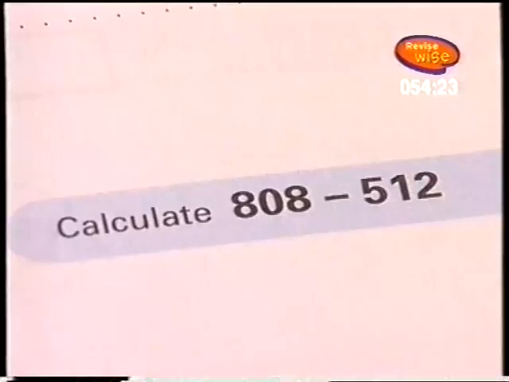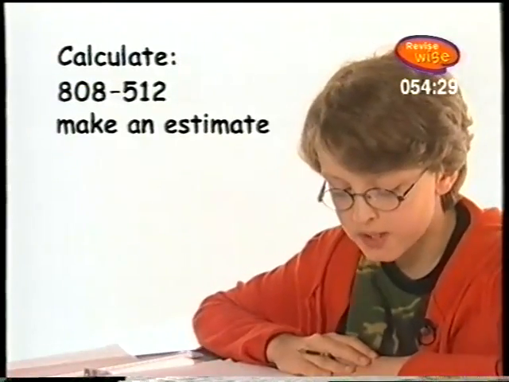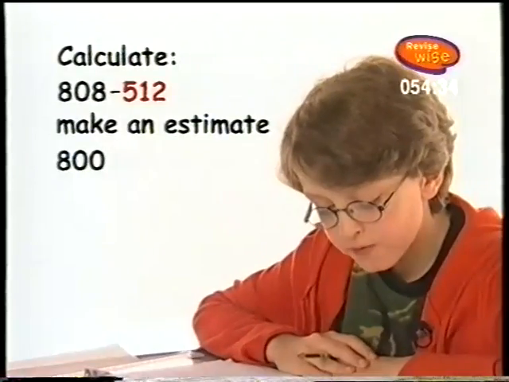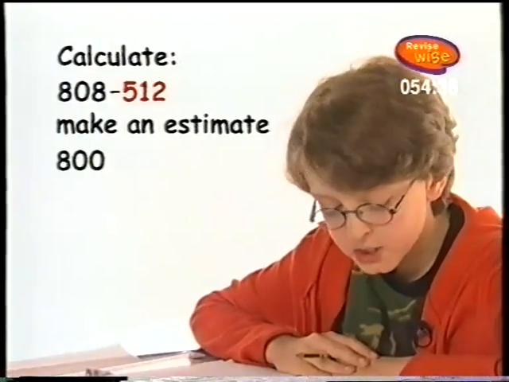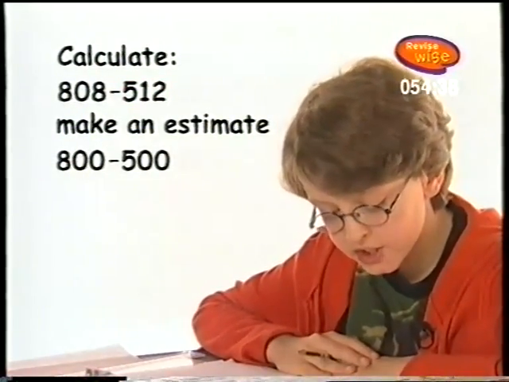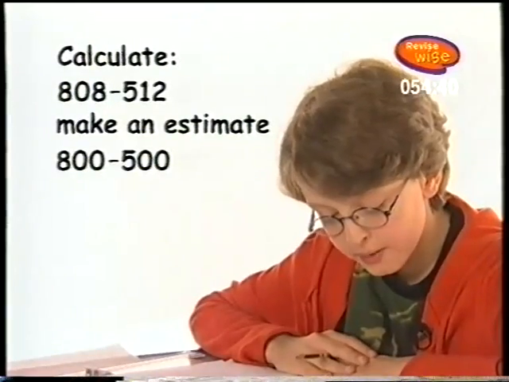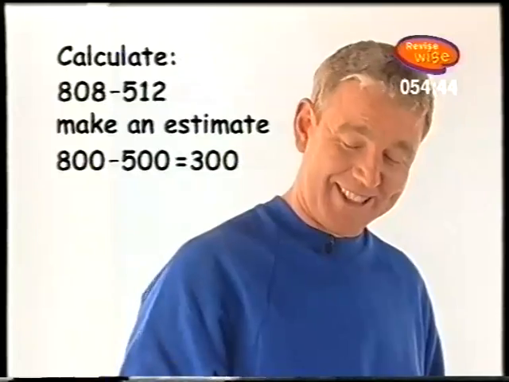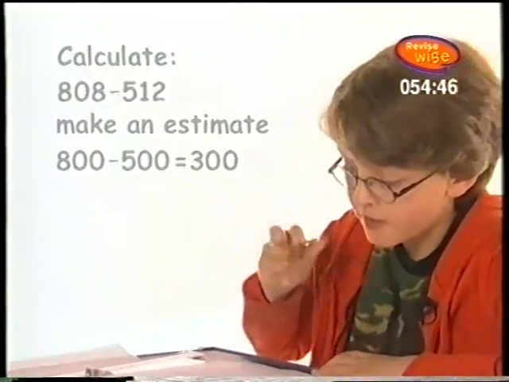Now you can try to answer your question. Okay. Calculate 808 minus 512. So I make an estimate first. 808 is just over 800, and 512 is just over 500. So the answer should be around 800 take away 500, which is 300. Okay, now do it.